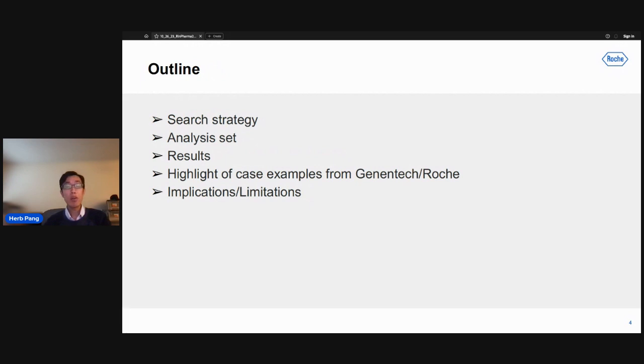So this is the outline of my talk. First, I'll go over the search strategy, also describing the analysis set, finally giving the results of the findings, as well as highlighting some case examples from Genentech and Roche, and finally ending up with implications and limitations.